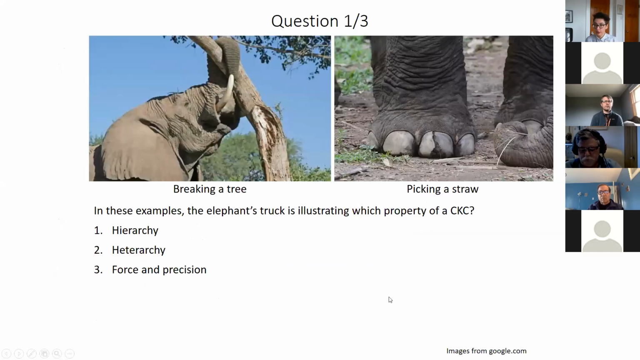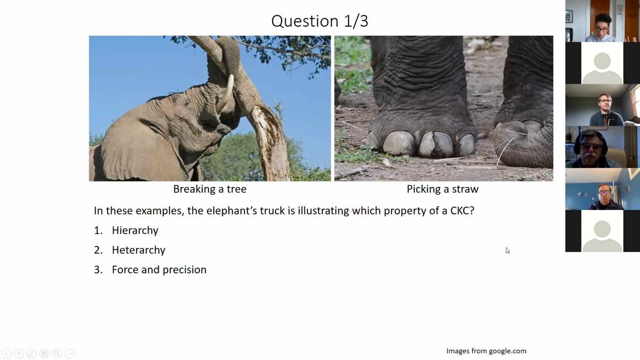Now, to make sure that everybody retained the material, I would like to ask 3 questions. Because it's a simulation, I will answer them myself. Here in these 2 pictures, we have an elephant breaking a tree with its trunk, and then an elephant picking a fine straw from the ground. In these scenarios, which feature of a closed kinematic chain is illustrated? Hierarchy, heterarchy, or force and precision?